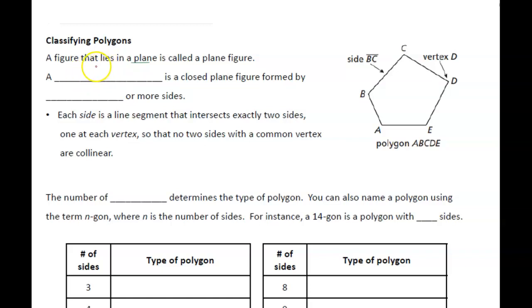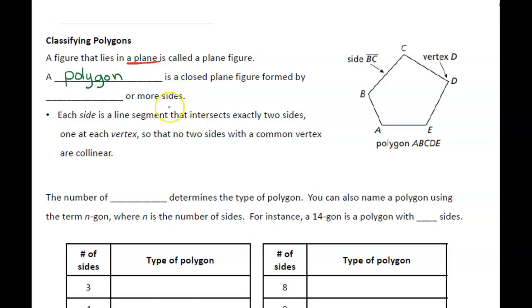Okay, so a figure that lies in a plane is called a plane figure. Remember, a plane is a flat surface that goes on forever. So when I talk about a plane figure, think of anything that you can draw, like on a piece of paper. So it's two-dimensional, okay? We're not talking about a 3D cube or anything. It's just two-dimensional.